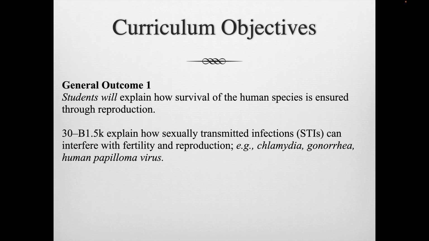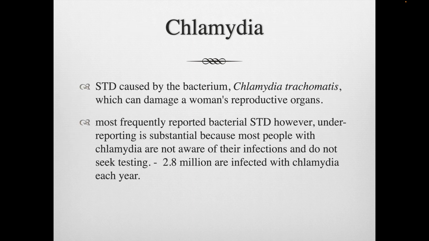But more specifically, explain how sexually transmitted infections, STIs, can interfere with fertility and reproduction. Examples: chlamydia, gonorrhea, and human papillomavirus. We're going to begin with chlamydia. This is an STD caused by a bacterium, Chlamydia trachomatis, which can damage a woman's reproductive organs.